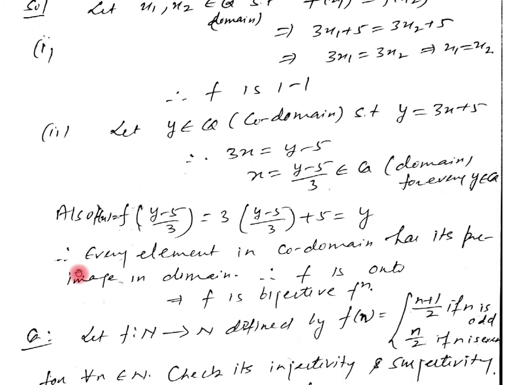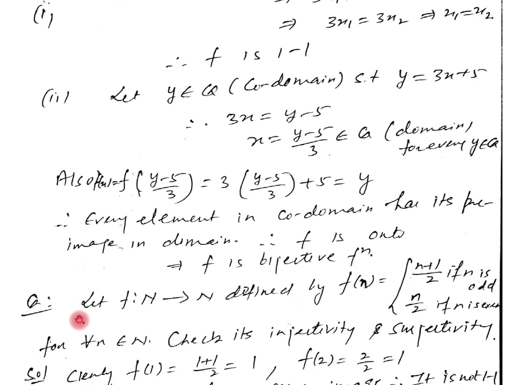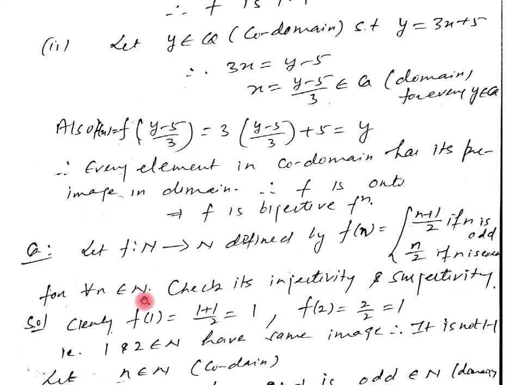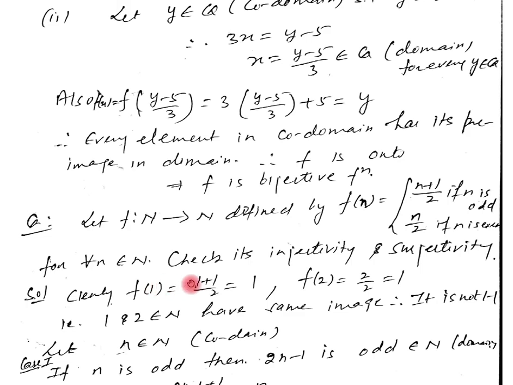Let me take another example, and it is also one of the important questions. The function is given like this: f from N to N defined by f(n). You can take either x or n, because it is a natural number. So in the question it is written f(n) = (n + 1)/2 if n is odd, and f(n) = n/2 if n is even, for all n belonging to N. Check its injectivity as well as its surjectivity. It means we have to check whether the function is 1-1 or onto. Now here, let us check it for 1-1.